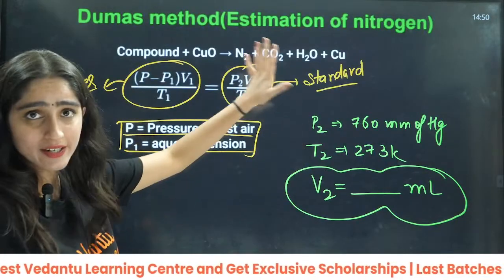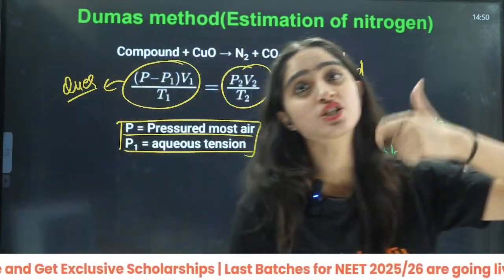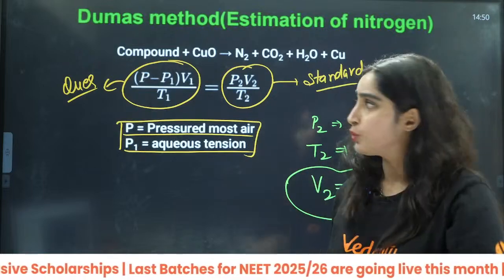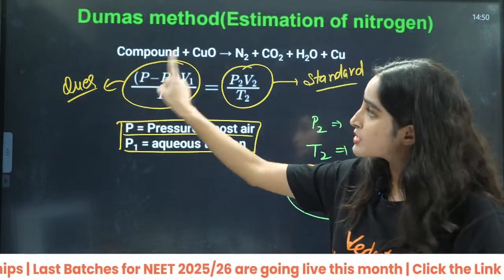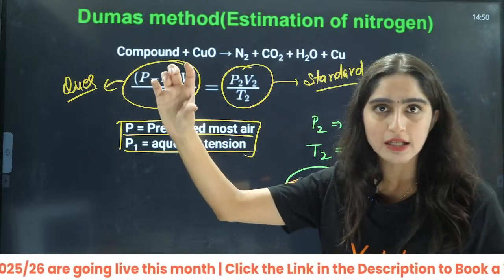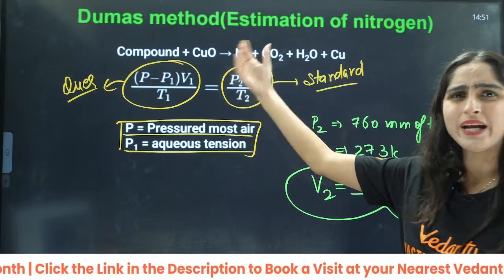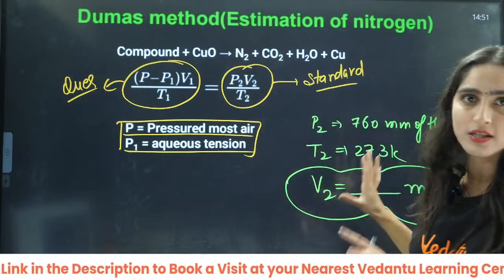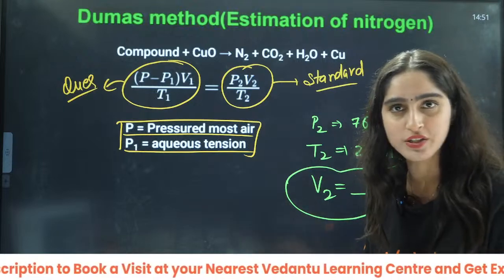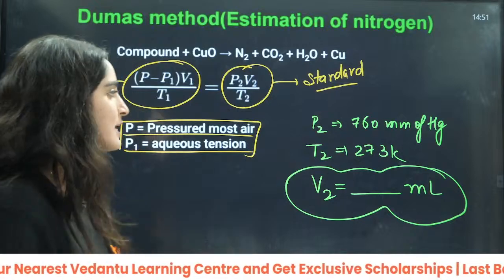Now, what we did here is the Dumas method. In this, you have two things. One, pressure, volume, and temperature will be given to you. That is your P1, V1, T1. Aqueous tension will also be given to you, right? Then this is your standard thing: P2, T2, that is fixed. They will not give it to you in the question. V2 you will find out from here in milliliters, right?